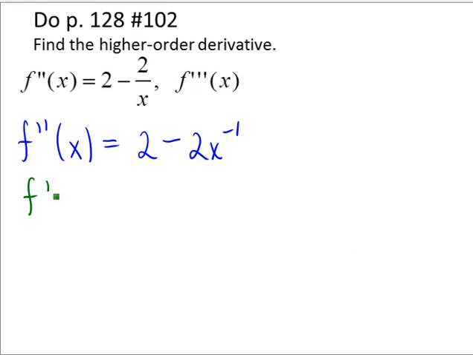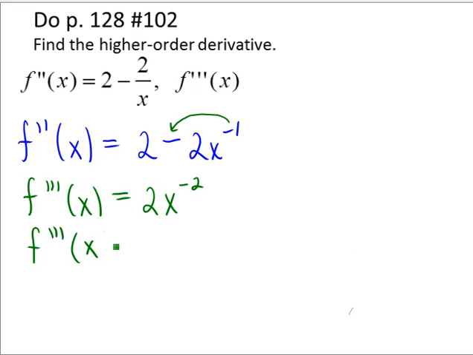The third derivative then is f triple prime. And I'll take the derivative of the 2, which is a 0, so I will not write that. And then I will take the derivative of the negative 2x to the negative first by multiplying negative 1 times negative 2, which is a positive 2. And then I will lower the exponent by 1, which gives me a negative 2. F triple prime simplifies to be 2 over x to the second.